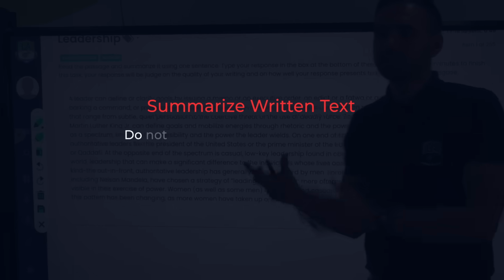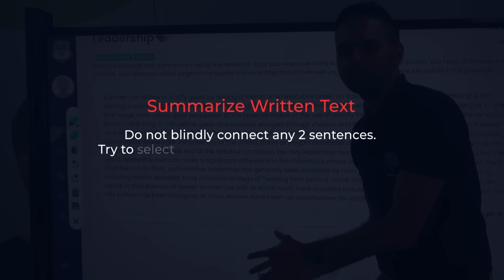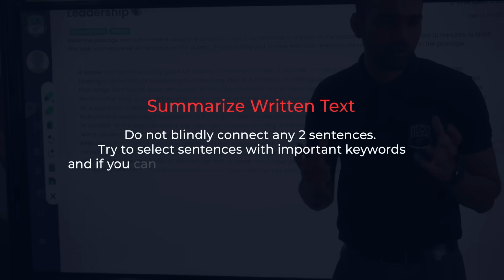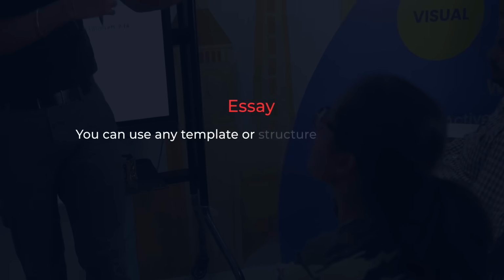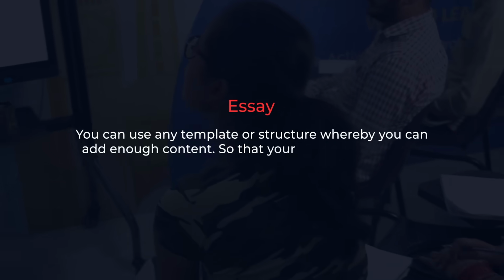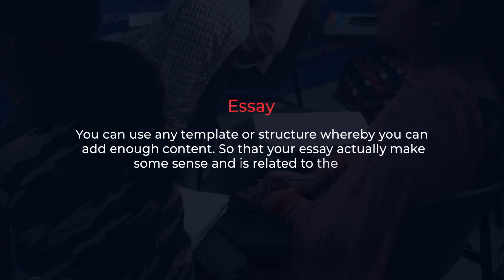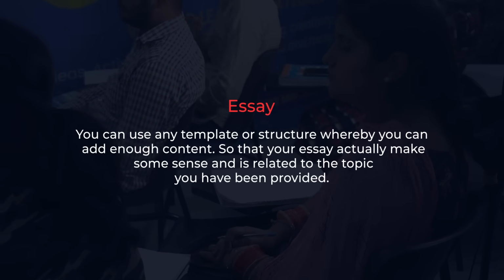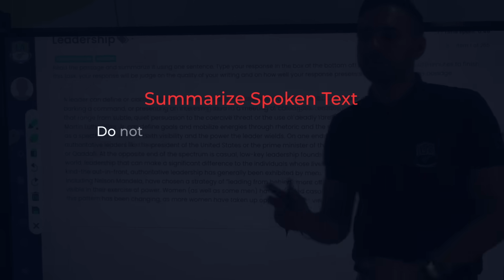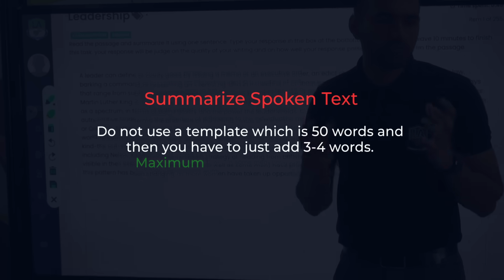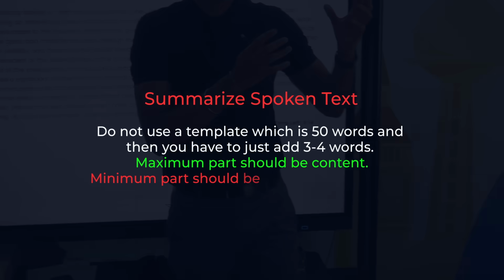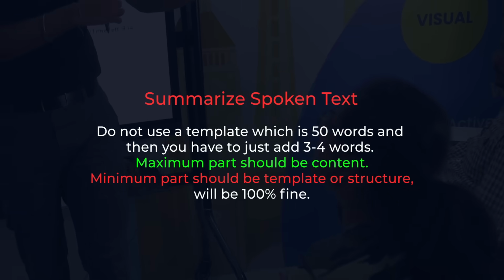Summarize written text. Do not blindly connect any two sentences. Try to select sentences with important keywords, and if you can, replace or change one to two words as well. Essay, so you can use any template or structure whereby you can add enough content so that your essay actually makes some sense and is related to the topic you have been provided. If you're using a template where you have to just add a few keywords, nothing else, sorry, it's not going to work. Summarize spoken text. Do not use a template which is 50 words and then you have to just add 3 to 4 words. Maximum part should be content, minimum part should be template or structure, and you will be 100% fine.